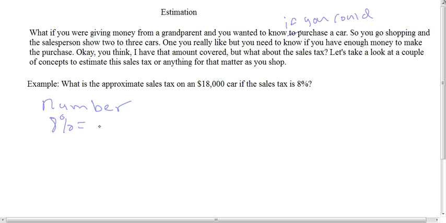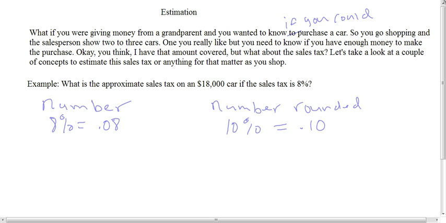We know 8% is written as 0.08. Okay, so now we want to round this number. Now we definitely know that in 0.08, 8 is in the hundredths and 0 is in the tenths. So do we round up or down? Well, 8 is greater than 5, so we will round 8% to 10%. It's an easier number to work with, which is 0.10.